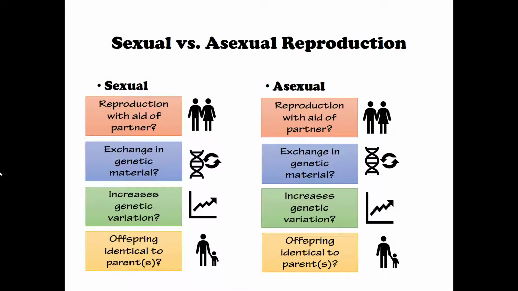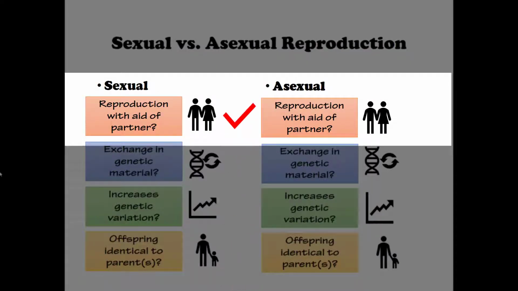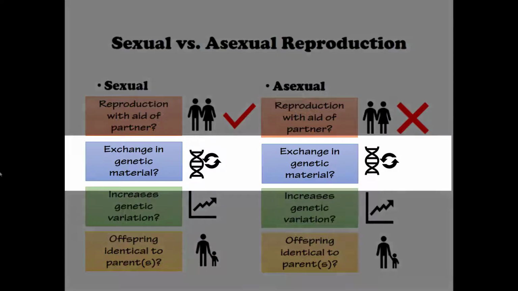In sexual reproduction, reproduction is done with the aid of a partner. In asexual reproduction, there is no need for a partner. In sexual reproduction, there is an exchange of genetic material. There is no exchange of genetic material in asexual reproduction.